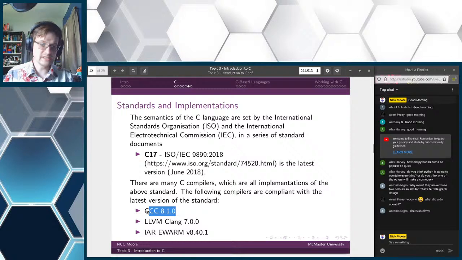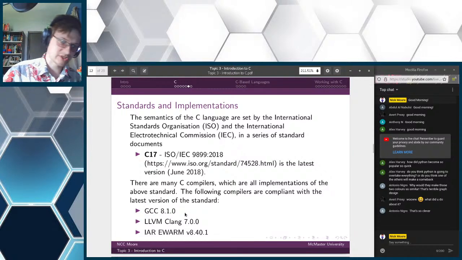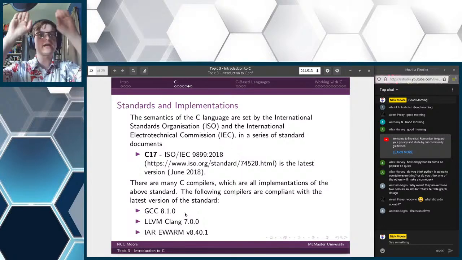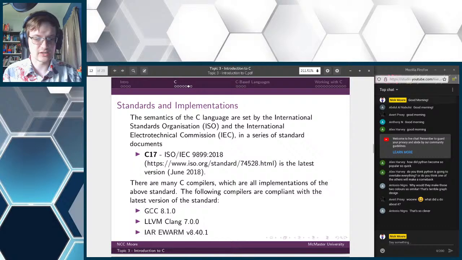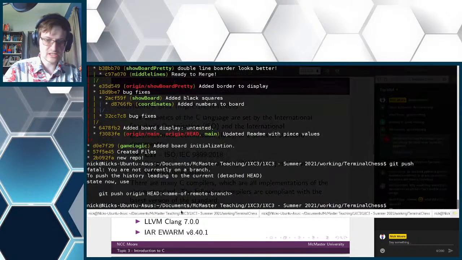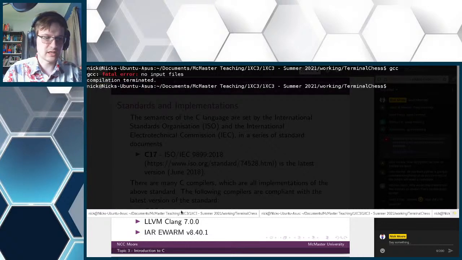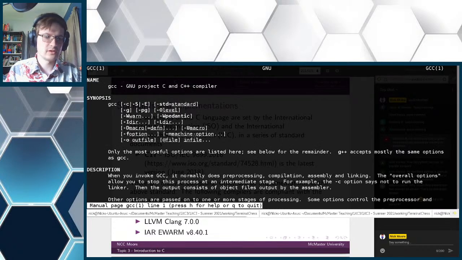Because we are doing Linux, this is a class in Unix/Linux, we will be using the GNU Compiler Collection, which is GCC. GCC is your homeboy. GCC. Ta-da, fatal error. GCC. There we go. GNU Project C and C++ Compiler.